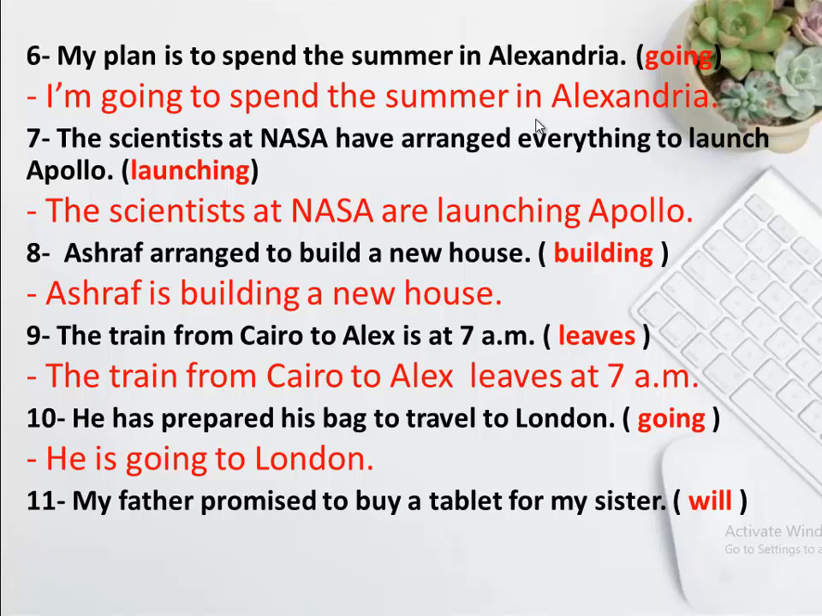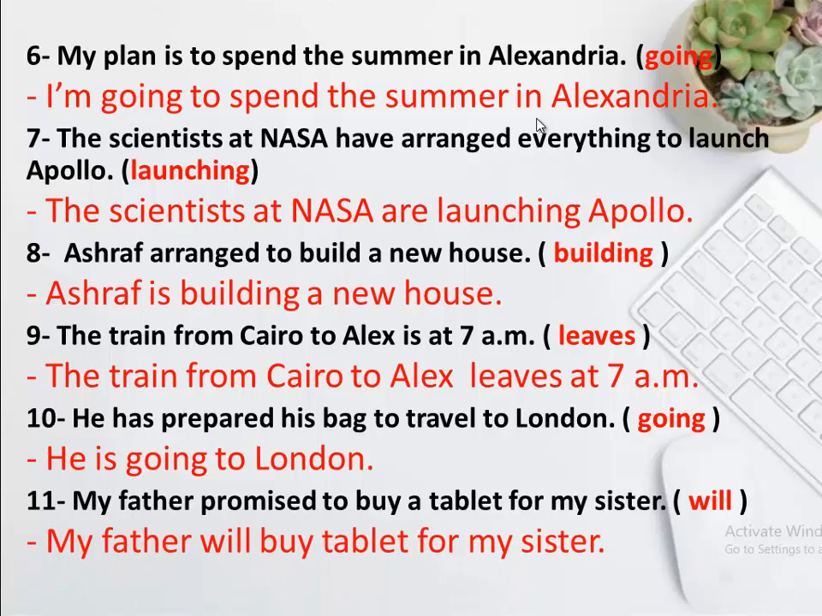Number 11: My father promised to buy a tablet for my sister. My father promised. We use will with a promise. So my father will buy a tablet for my sister.